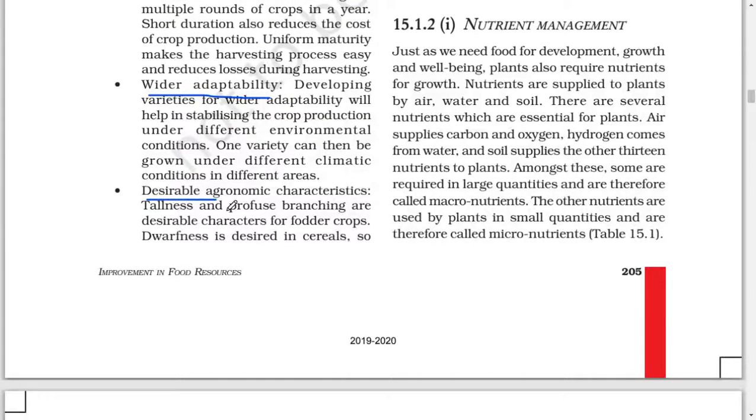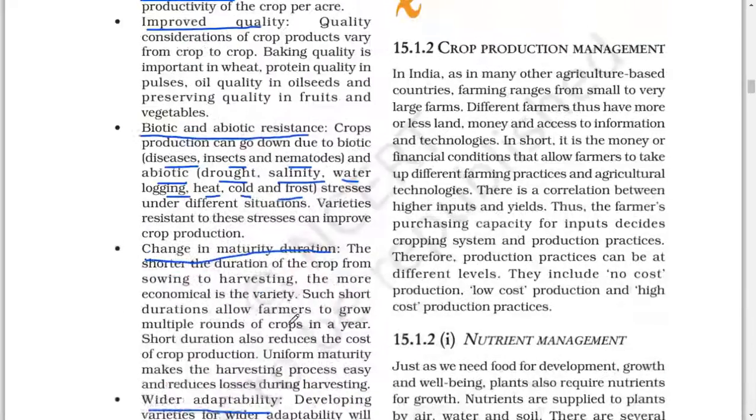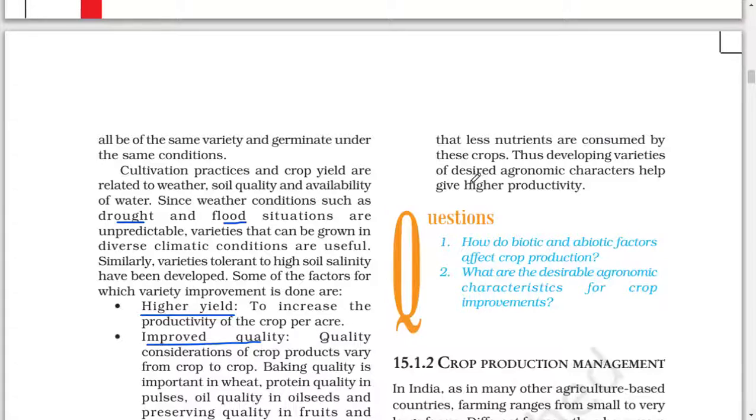Desirable agronomic characteristics. Tallness and profuse branching are desirable characters for fodder crops. Dwarfness is desired in other crops so that fewer nutrients are consumed by the crop. Thus, developing varieties with desired agronomic characters helps give higher productivity.